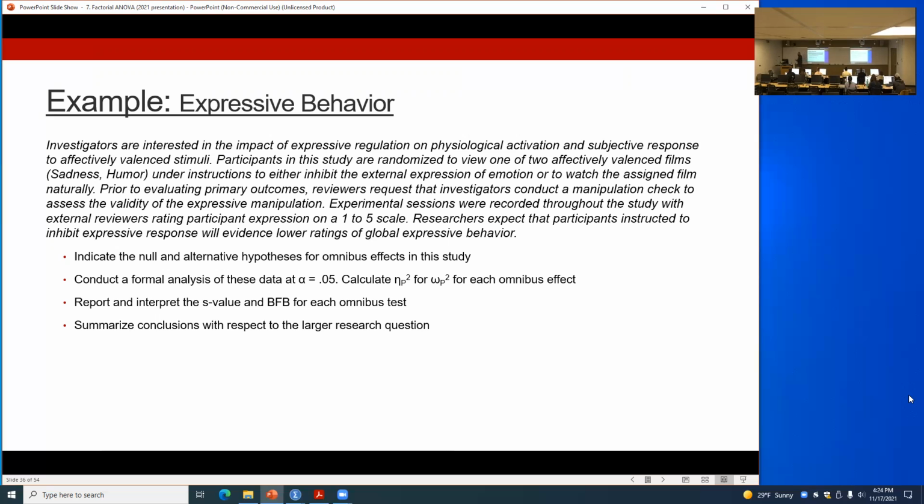The factorial data set that we have loaded up is the 2x2 ANOVA for expressive behavior. What we're interested in here, and you can pull up the screening handout too if you want to follow along, is the impact of expressive regulation on physiological activation and subjective response to different films. What we're asking people to do is view one of two affectively valenced films. We're either going to show people a sad film or a humor film under instructions to either inhibit the expression of emotion or watch the film naturally.